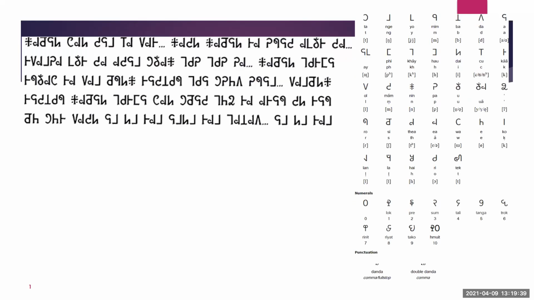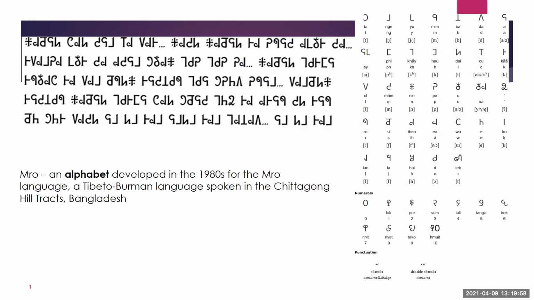Anybody have a guess about this one? Even I'm trying to look at it and remember. I would say it's abjad, just because there's not that many characters in each word. Alphabet. So this one is Mru, and it was developed in the 1980s for a language spoken in the Chittagong Hills Tract in Bangladesh. Sorry, I don't have any more information about that one. But the reason it's considered a full alphabet is because it has its own grapheme for each vowel, and they're not treated as diacritics.